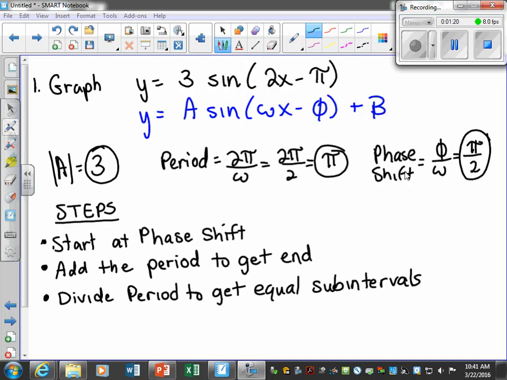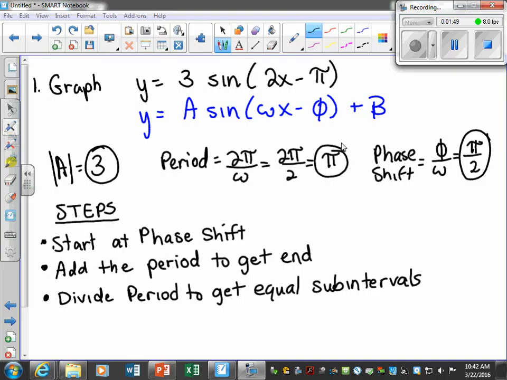Okay, and just to try to make this into a step or something that's a little bit procedural to follow, for these we're going to start at the phase shift because we have things going on. First of all, we have it shifting, and then we also either have it squished up or stretched out. So there's a lot going on, and sometimes it can be confusing. So if we start at the phase shift, which in this case is pi over 2, add a period of pi, that gives us our start and our end.